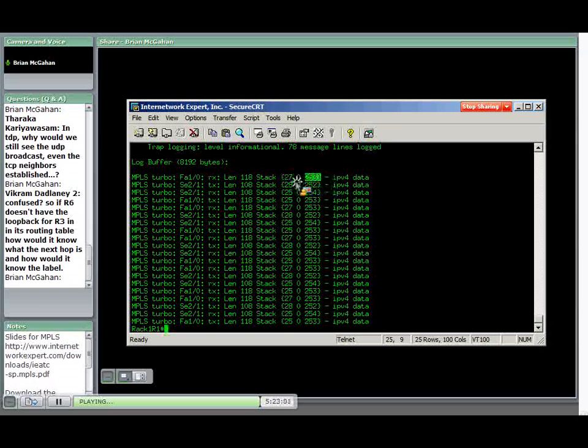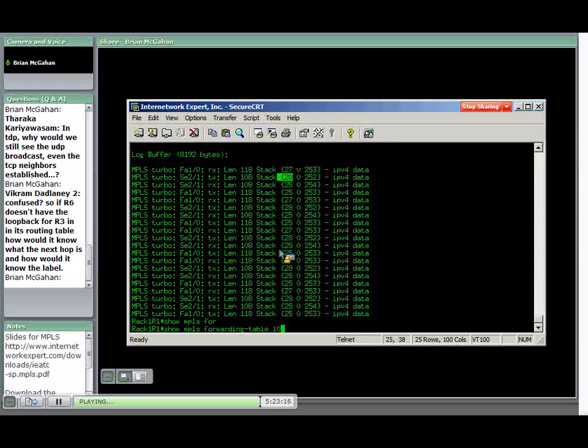So if we look at the next hop, router 5, and we look at the log, we see we received it from router 6. We received it in Ethernet 0/1. It came in as 27. Then we sent it out Ethernet 0/0 as 27. So in this case, the incoming label and the outgoing label are the same.